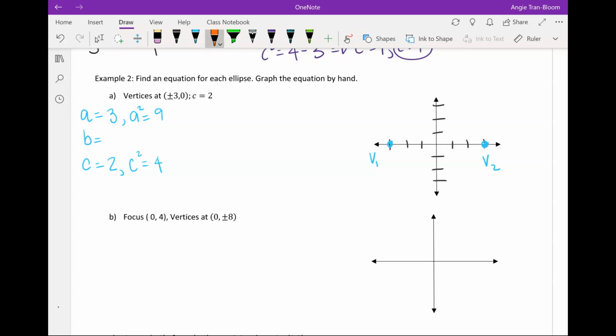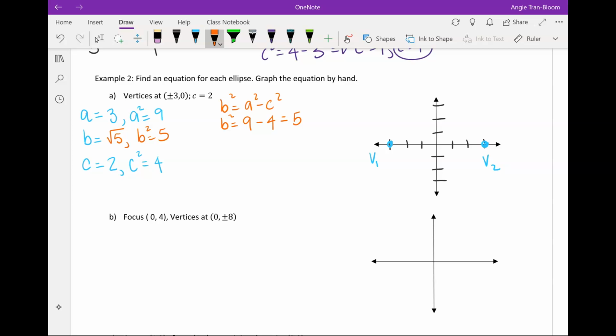What's the Pythagorean theorem formula for ellipses? Okay, C squared plus B squared equals A squared, or C squared in this case. I'm looking for B squared. So can I write B squared equals A squared minus C squared? So here we go. B squared equals A squared, which happens to be 9, minus C squared, which happens to be 4. So B squared will come out to be 5. That means rad 5 is going to be our B. Okay, so B squared is 5.